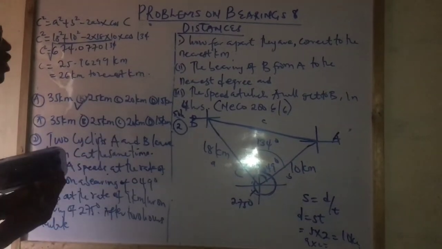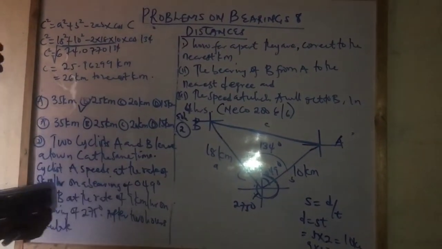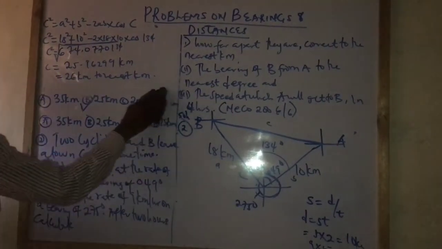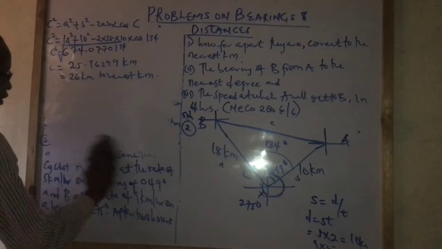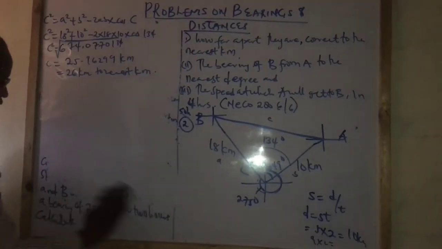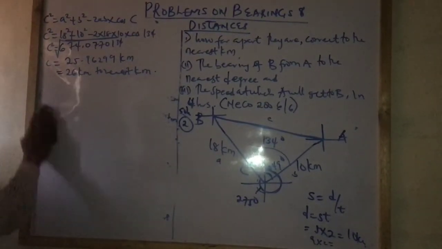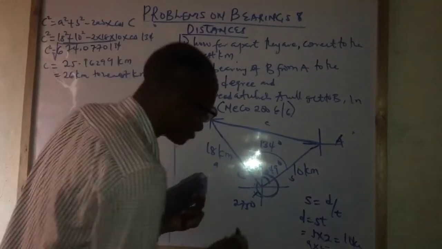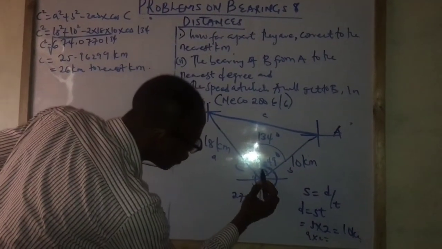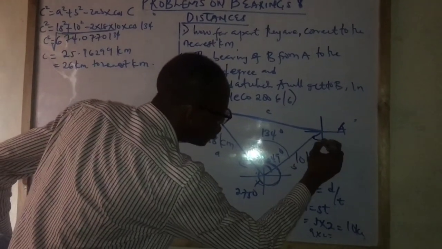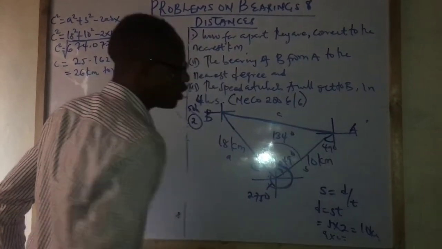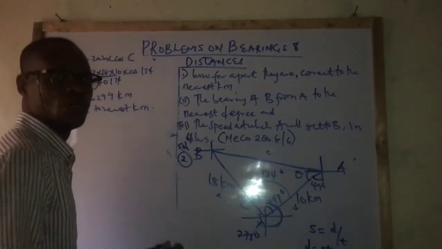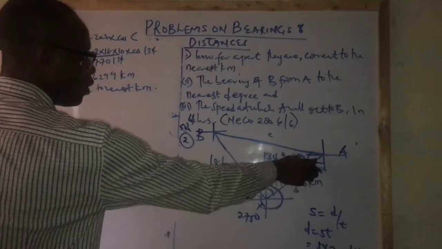Now the second question says the bearing of B from A to the nearest degree. Let me clean the whole of this. I don't need this again. Now the bearing of B from A. If they say from A, remember that from here to here is 49. So this 49 is simply alternating to this point, 49 degrees. So from A, that means turn this one to theta. Let's assume we don't know that, so we simply use the sine rule here.